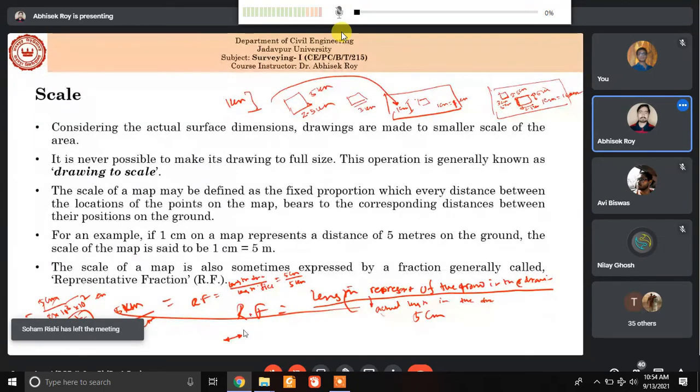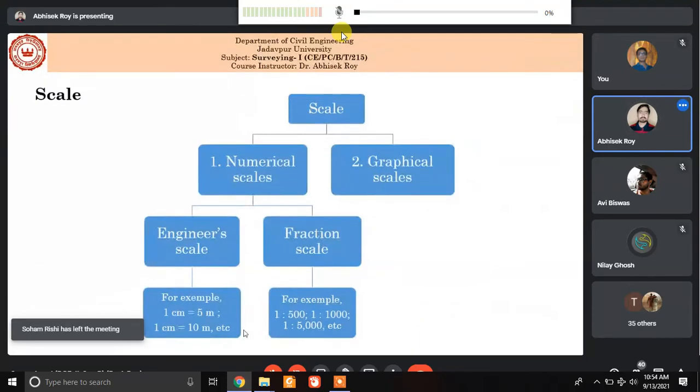Yes, sir. Okay. Now, your scale can be of two types. One is numerical scale, another one is graphical scale. Numerical scale is of two types also, engineer scale and fraction scale. In engineer scale, we write in this way: 1 centimeter equals 5 meter. The left hand side speaks about the drawing side, and the right hand side speaks about the field side. That means 1 centimeter in the drawing will represent 5 meter of the field.